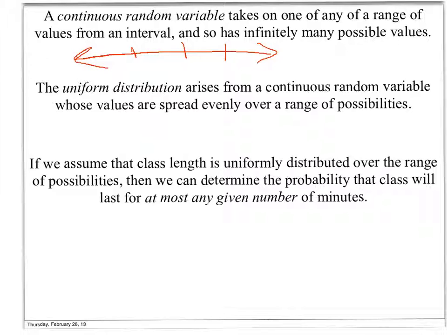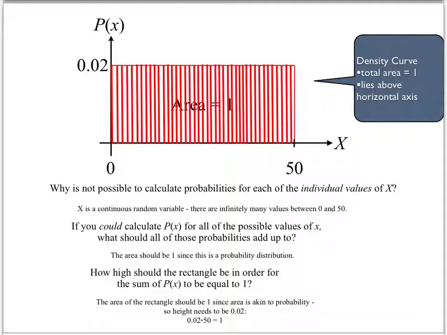The uniform distribution is a continuous random variable whose values are spread evenly over a range of possibilities. So for example, if we assume that class length is uniformly distributed over a range of possibilities, we can determine the probability that a class will last for at most any given number of minutes. Let's see how that's done.